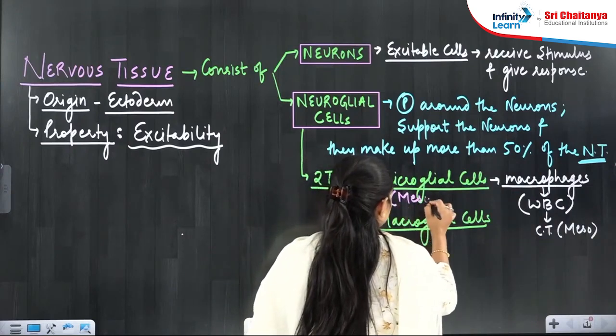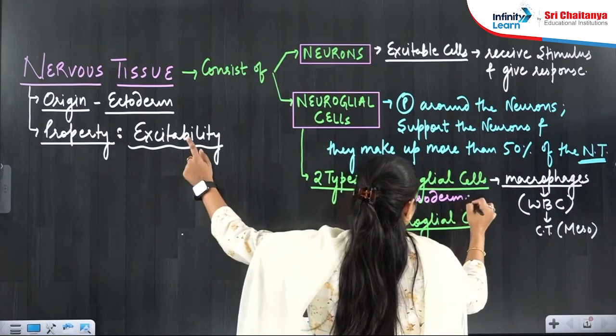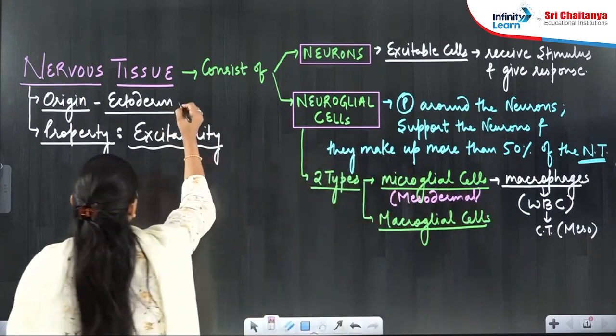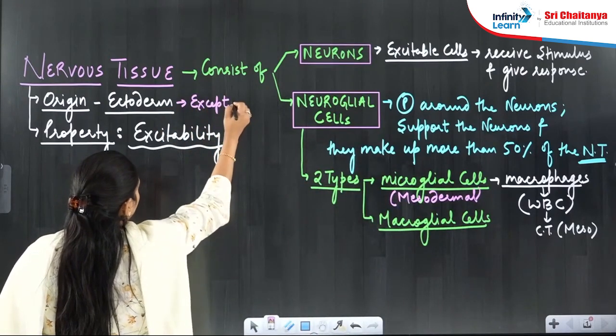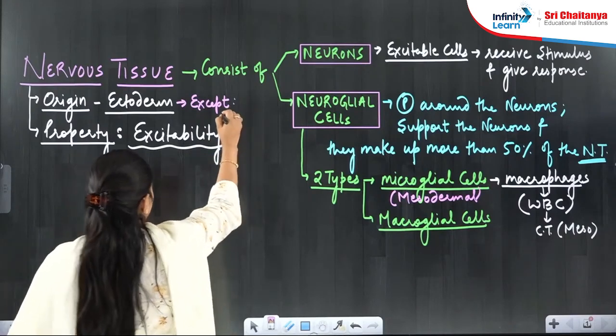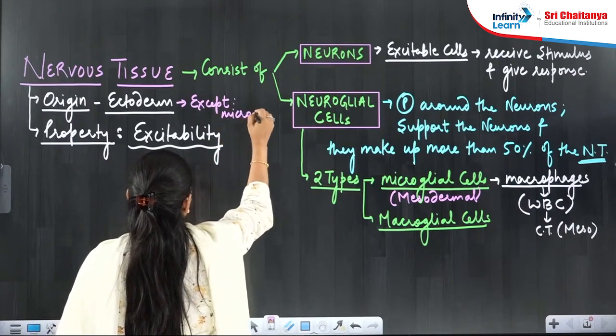So, can I write there? Can I write ectoderm except microglial cell? Yes or no? Can I write microglial cell?